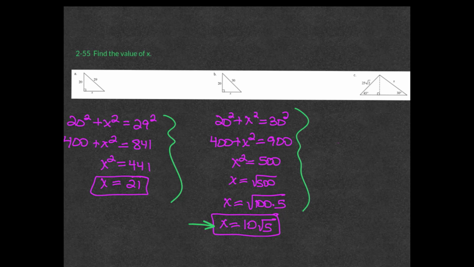If you want to, you can type that in the calculator and figure out what the decimal is. But at this point, it was important to me to keep it exact. I think it's like 22.4 if you're looking for the decimal. All right. On part C, it's actually easy if you look at the diagram.